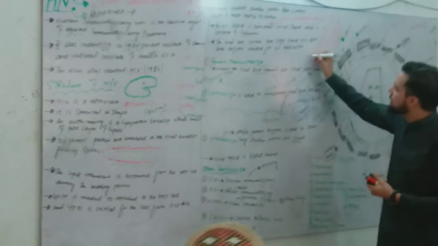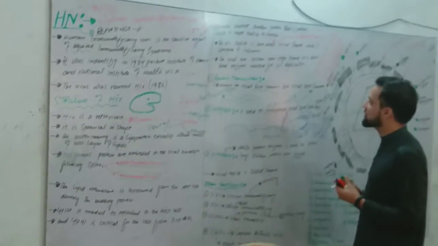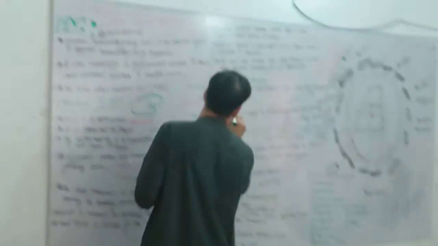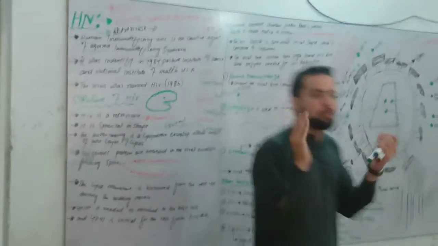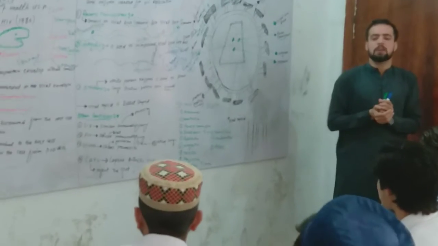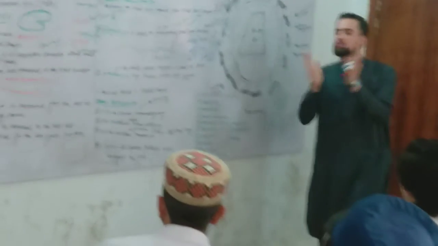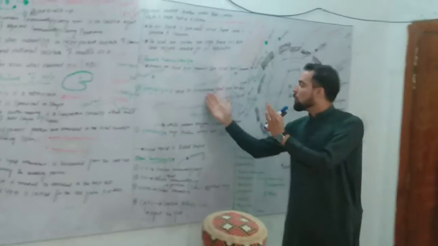So the viral DNA is incorporated into the host DNA with the help of this enzyme. Integrase enzyme is a specific enzyme which is used to incorporate the viral DNA into the host DNA. The process is called integration, and the enzyme which is used to integrate the viral DNA into the host DNA is called integrase enzyme.